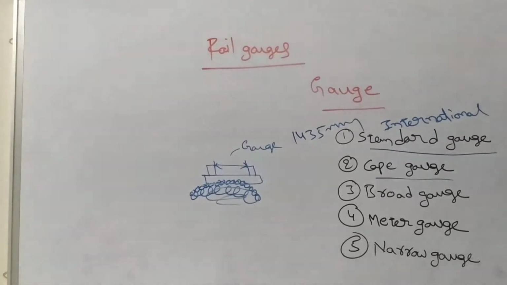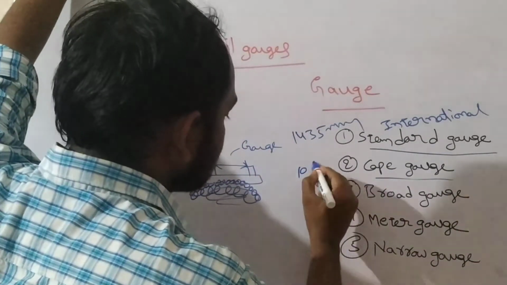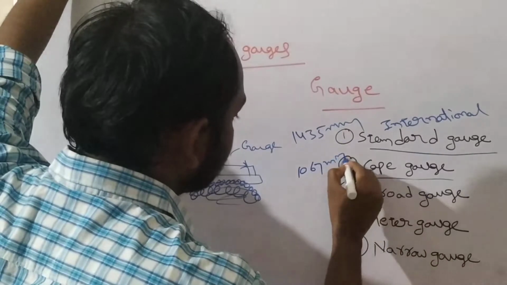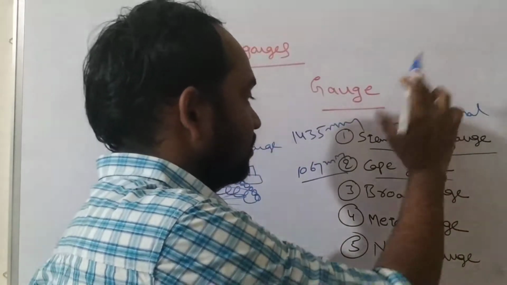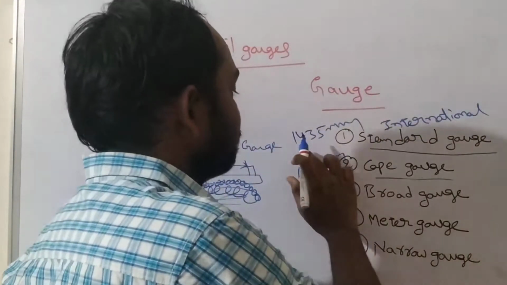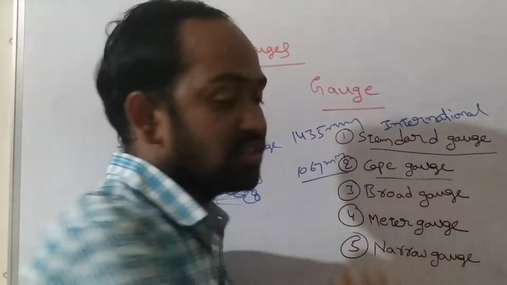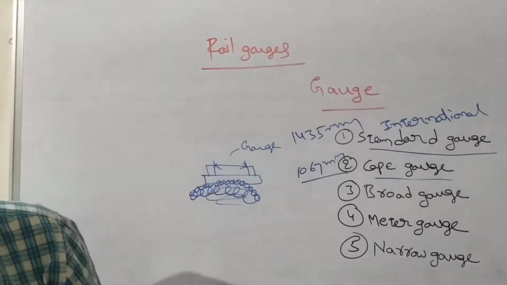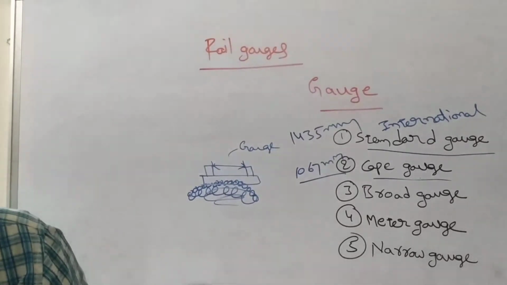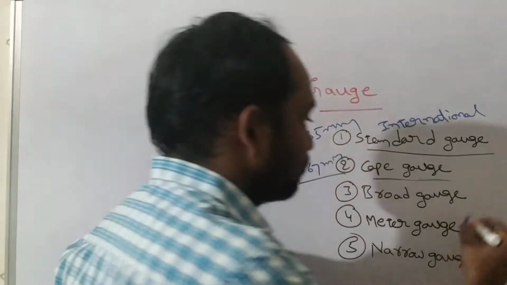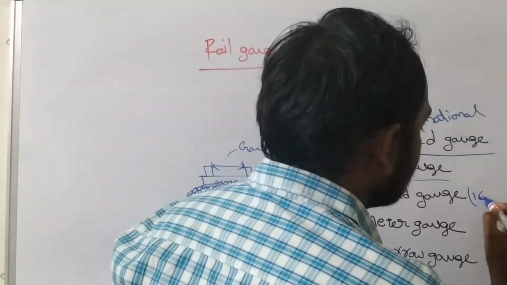Next is the Cape gauge. The distance between two rails in case of Cape gauge is 1067 mm. So these are the two gauges, standard gauge and Cape gauge: 1435 mm for standard gauge and 1067 mm for Cape gauge. The next one is the broad gauge, which is used in India. The gauge distance in case of broad gauge is 1676 mm.